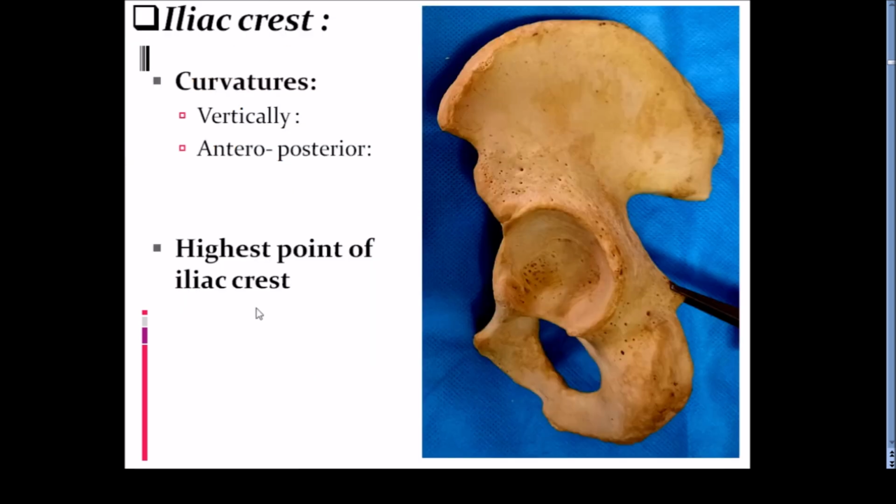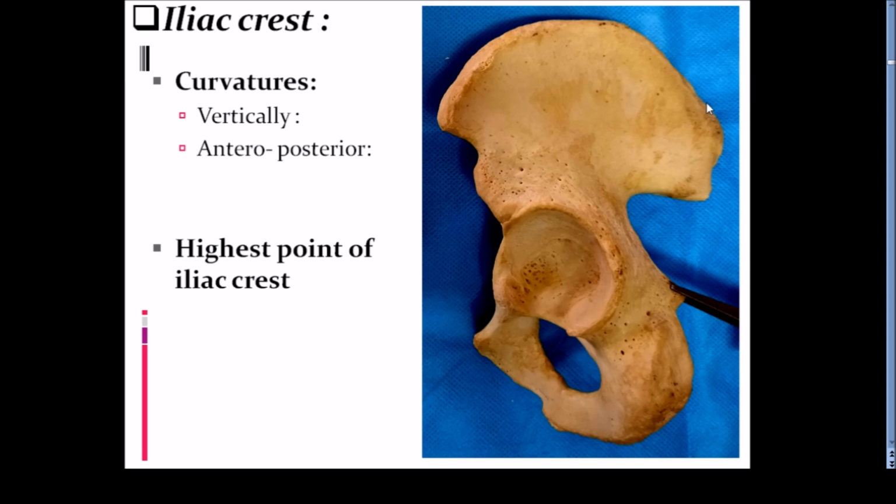First take the iliac crest. The iliac crest is a broad convex ridge forming the upper end of the ilium bone. It can be felt in the living at the lower limit of the flank. If we talk about the curvature of this iliac crest, vertically it is convex and goes upward, while antero-posteriorly it is concave inwards in front and concave outwards behind.